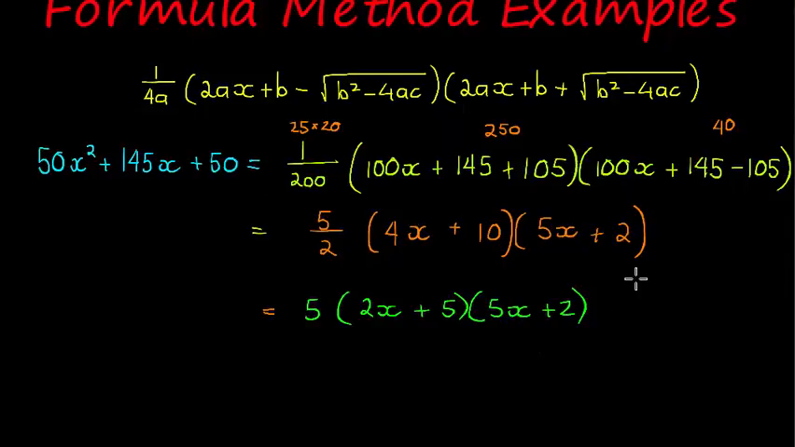So there I go, using my formula to completely factorize what would actually take at least double the amount of time using the cross method, in my opinion. Maybe you're good at the cross method.